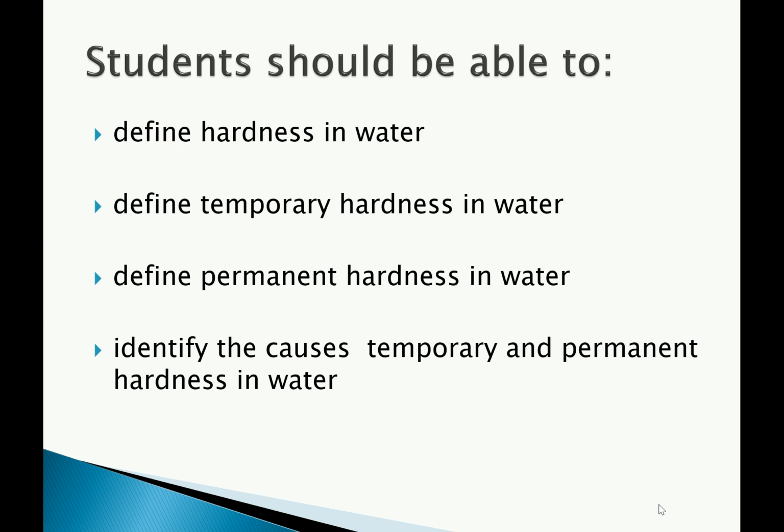So far what we should be able to do is we should know our definition for hard water, our definition for temporary hard water, definition for permanent hard water, and what causes them. So what chemicals are involved. So for our temporary hardness, we have our calcium and magnesium hydrogen carbonate, and for our permanent hardness, we have our calcium and magnesium with either chloride or sulfate.